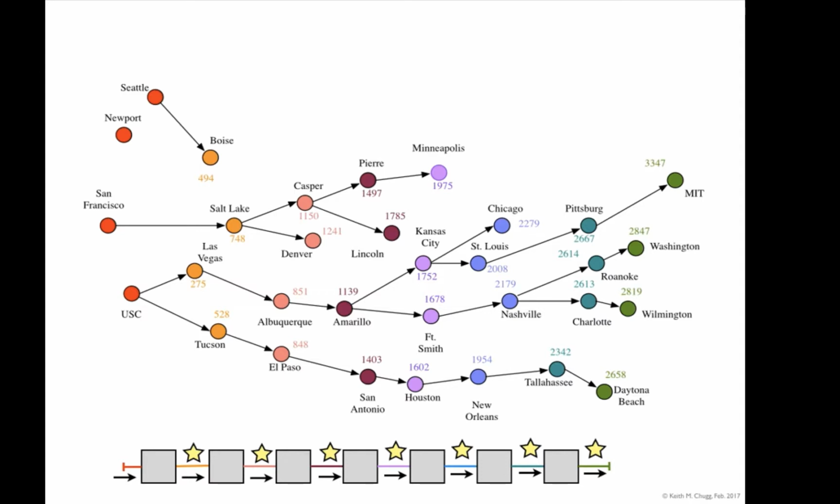And the last step is what's called a traceback or traceback and decode operation. And so you want to know the shortest path or the specific legs of the path. You just look backwards. So you start in Daytona Beach, you look back and you say, well, we came from Tallahassee. You look back from Tallahassee, well, we came from New Orleans. We look back, we came from Houston, etc. And you find out that you started at USC. So now we know that the shortest path, in fact, travels from USC to Daytona Beach.